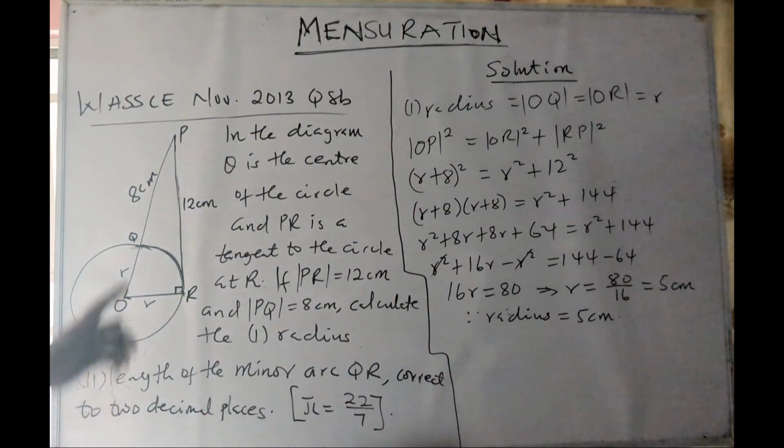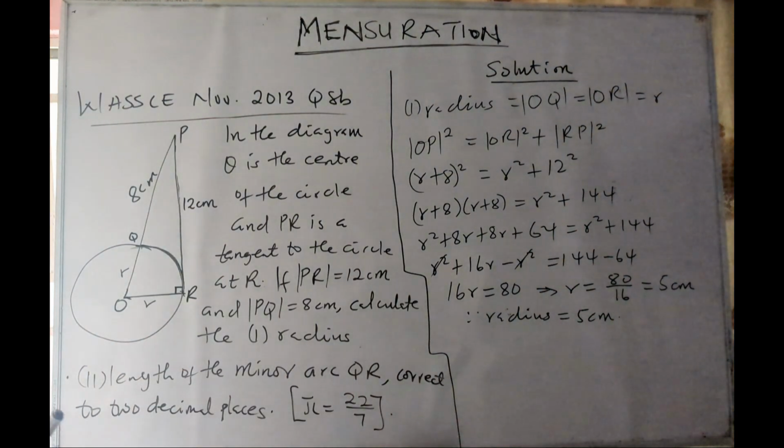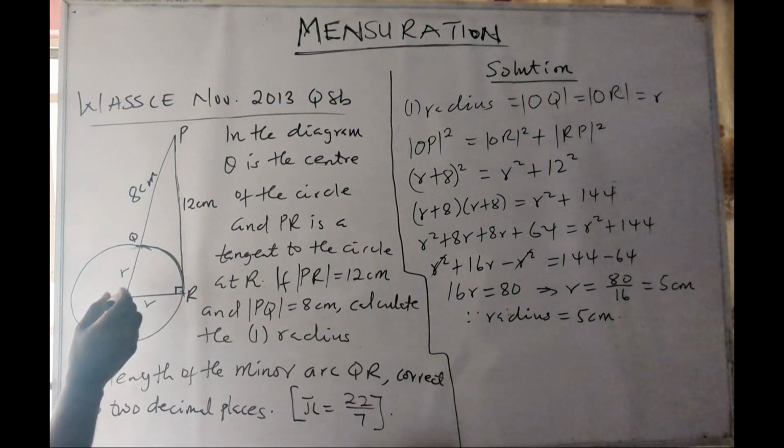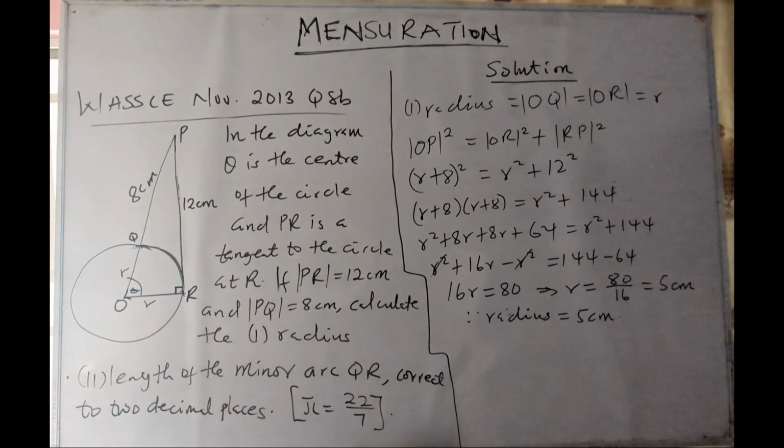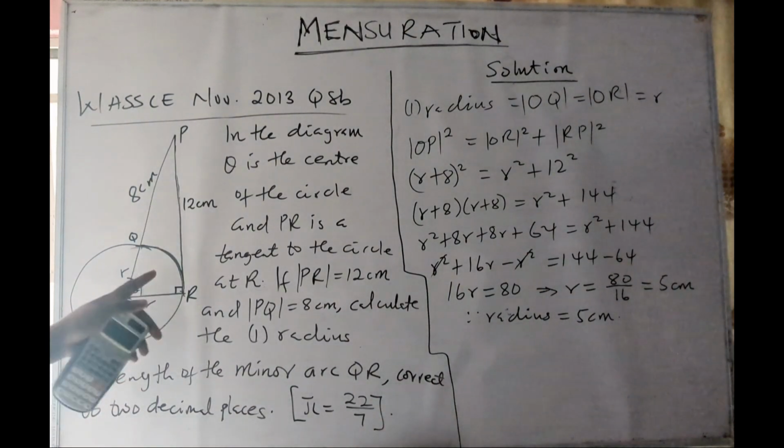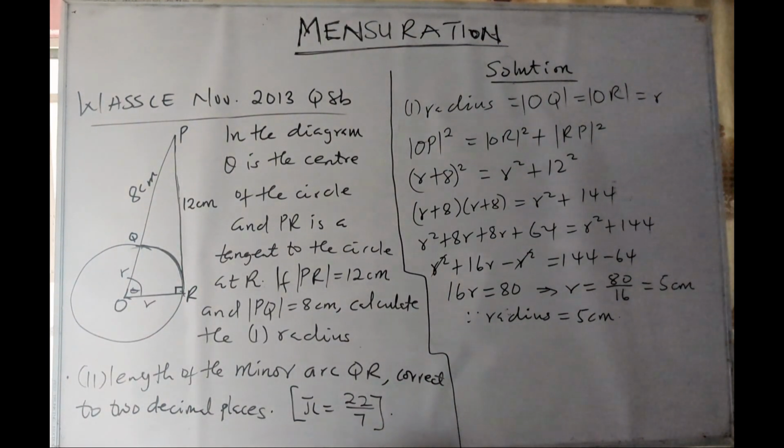So if I want to find the length of the minor arc, you know the length of an arc is theta on 360 times 2 pi r. So we have to know the angle at the center. We have to find the angle at the center, divide by 360, multiply by the circumference of the circle. So we have to look at the angle the minor arc subtends at the center.